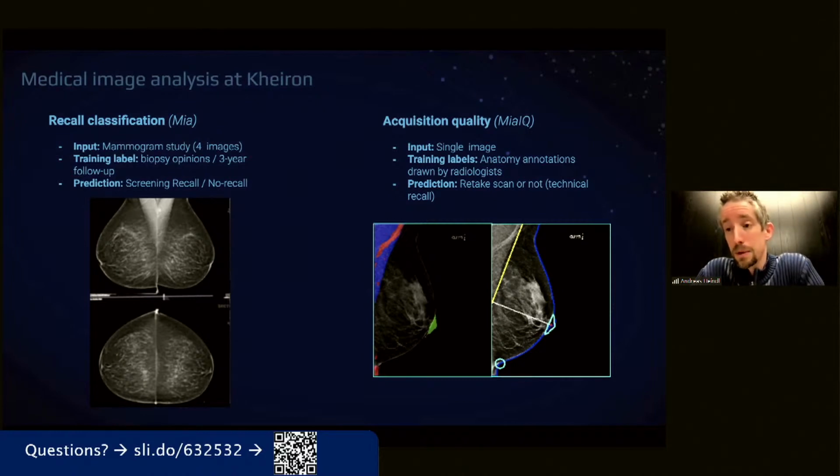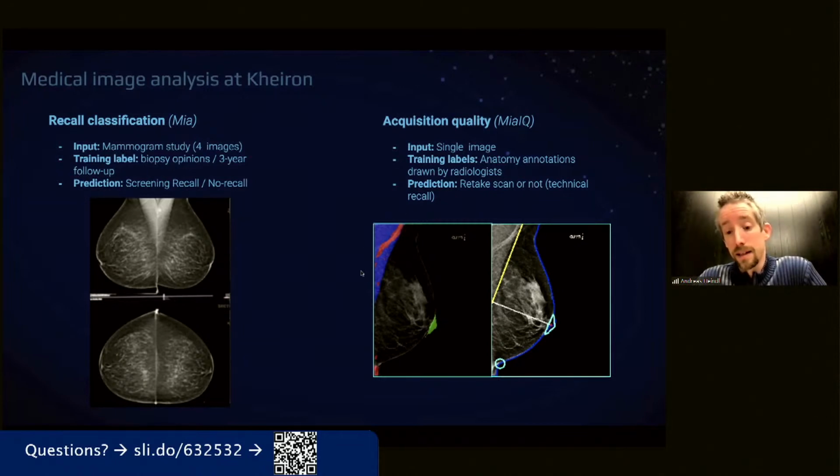The second project I was leading was the MIA IQ, where basically we said we need to develop a tool where we assess the image quality. It's not easy to do the right positioning, and there are many positioning standards out there, but what they all share in common is that the breast has to be positioned in a way that all important regions are visible.